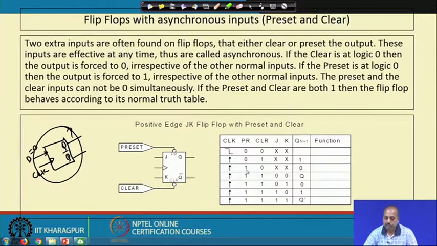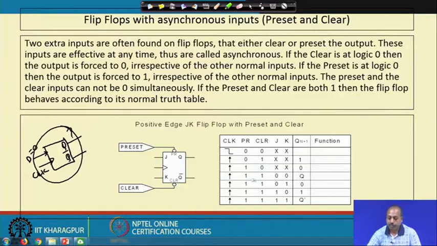Similarly, if clear is made 0, irrespective of the value of J and K, Q n plus 1 will become equal to 0, and the flip flop content will be cleared. That is why the names preset and clear. Irrespective of the values of J and K, when the rising edge of the clock signal comes, the preset and clear will be presetting the value.